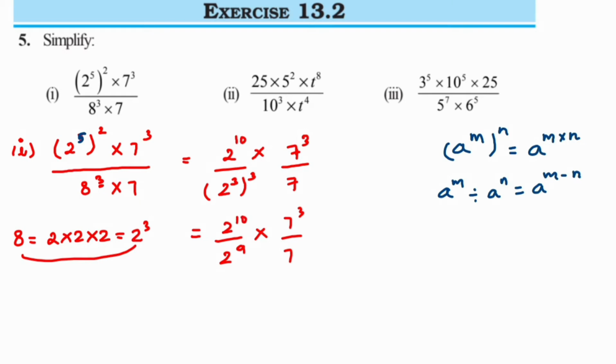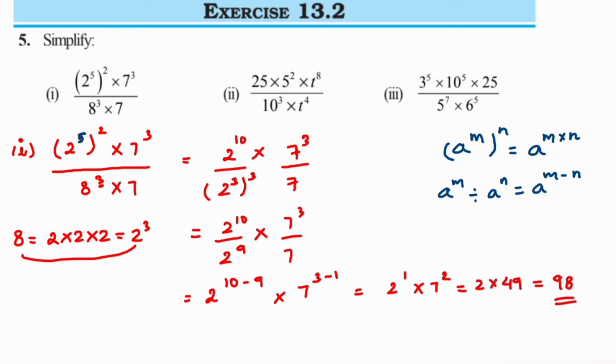Okay, now this is equal to 2 to the power 10 minus 9, multiplied by the same base, so just subtract the powers. This is equal to 2 to the power 1, since 10 minus 9 is 1, into 7 to the power 3 minus 1, which is 2. So 7 square. So this is 2 into 7 sevens are 49. When you multiply 2 and 49, we'll get 98. So 98 is the answer for the first question.